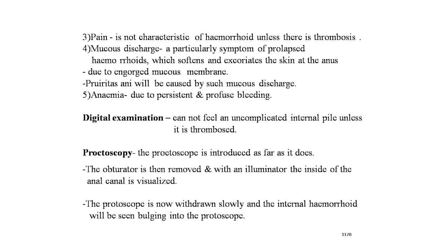Fifth clinical feature, digital examination cannot feel an uncomplicated internal pile unless it is thrombosed. Proctoscopy: the proctoscope is introduced as far as it goes, not forcefully inserted. The obturator is then removed, and with an illuminator, the inside of the anal canal is visualized. The proctoscope is now withdrawn slowly, and the internal hemorrhoids will be seen bulging into the lumen of the proctoscope.